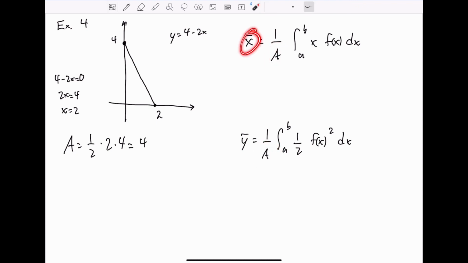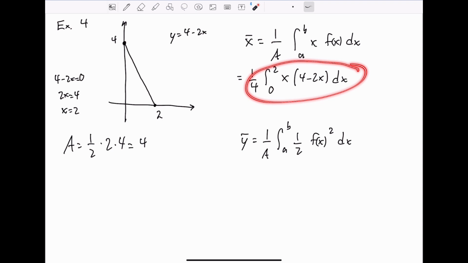Let's find the x component for the centroid. We have 1 over 4 times the integral from 0 to 2 of x times f of x, 4 minus 2x dx. I encourage you at this point to pause the video, take this integral, work through it completely by hand. Make sure you're comfortable with this.